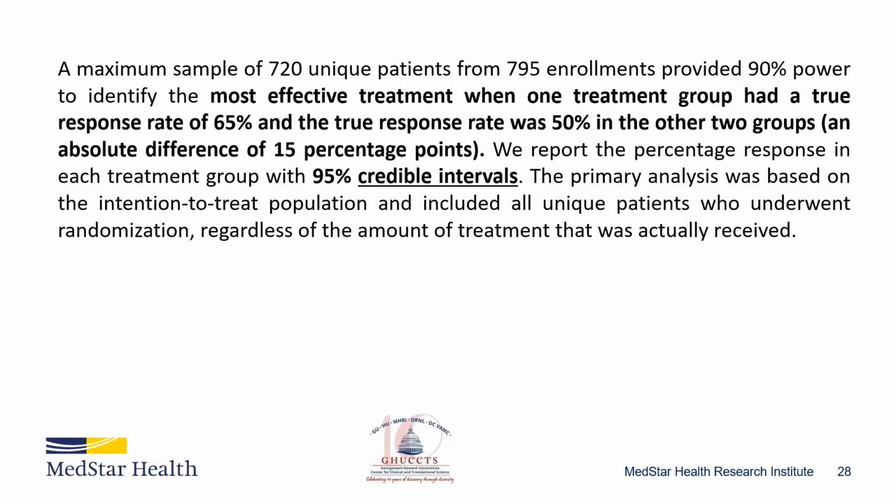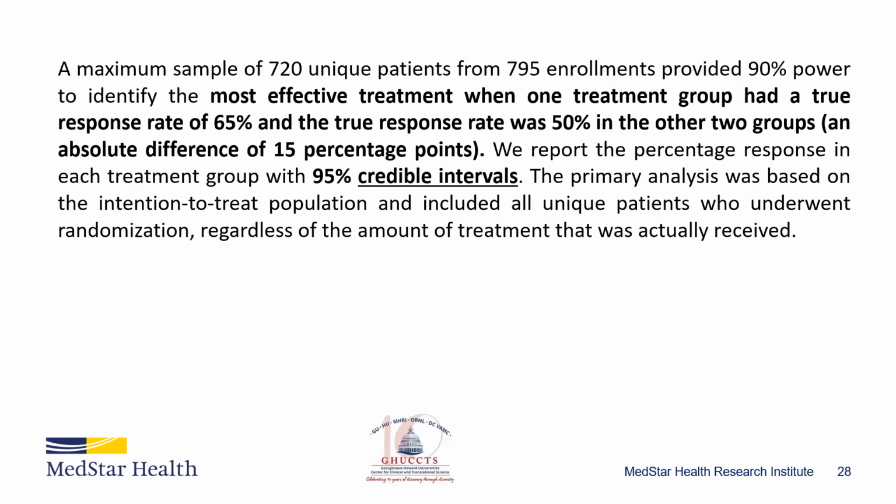Okay, so they then define what they mean by an improved or better treatment. That is, that the response rate would be 65%, and the response rate in the other two groups would only be 50%. So they're looking at a 15% difference here, the effect size defining treatment success. And then they're going to report the percentage response in each treatment group with 95% credible intervals. And so we're going to talk about that.